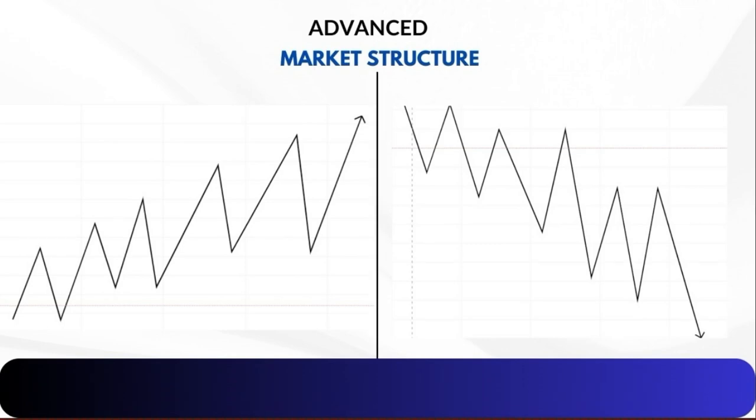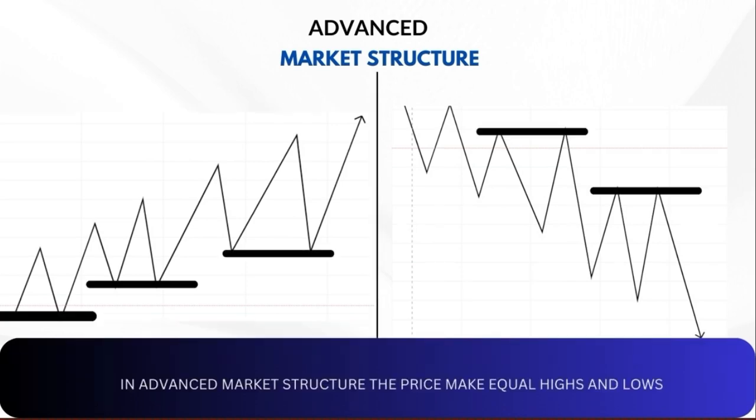So the next thing I'm going to be checking out is the advanced market structure. If you look at the structure right here, or the sketching, you can clearly see also an uptrending market and also a downtrending market. So what is the difference between this advanced market structure and basic? Look at this point right here. In advanced market structure, the price makes equal highs and equal lows, right?